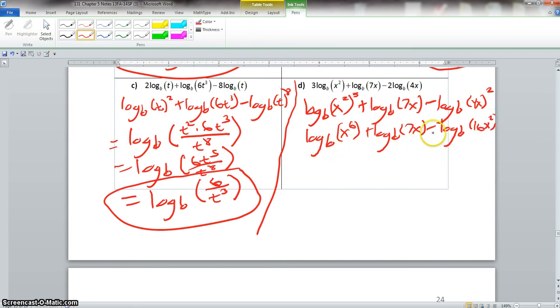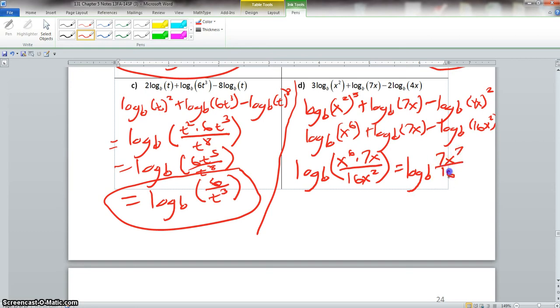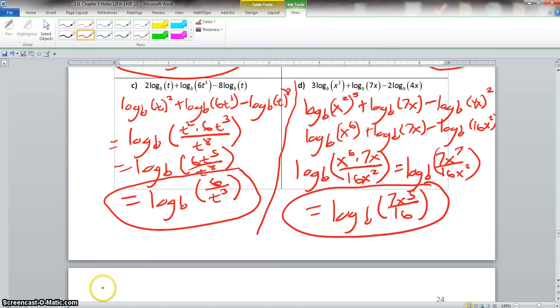Now, again, we can combine them. We will have log base b, in our numerator we have x to the sixth times 7x, all over our denominator, which would be 16x squared. So we have log base b. This will give us 7x to the 7, all over 16x to the second. So this will give us log base b, and in parentheses we have 7x to the fifth, all over 16. And that is the final answer.